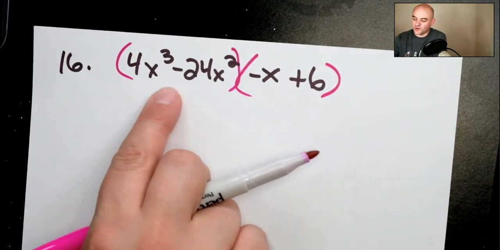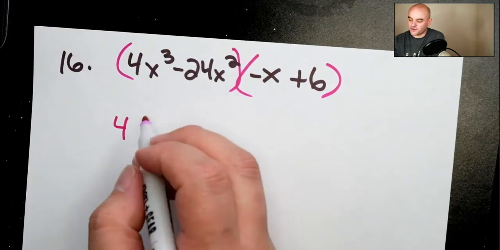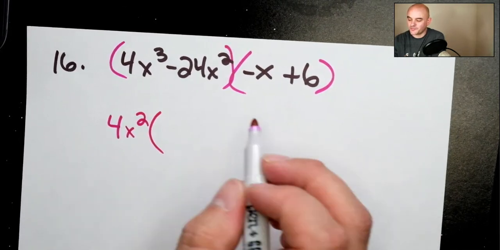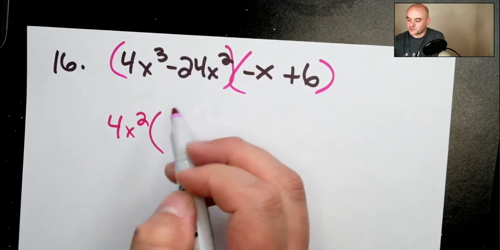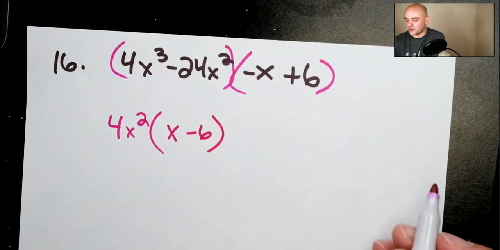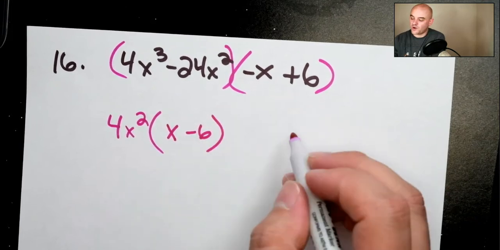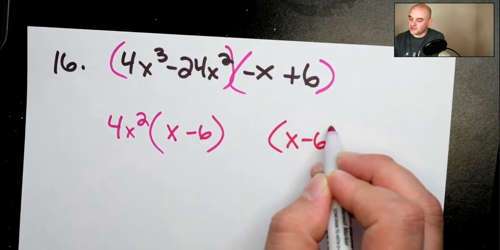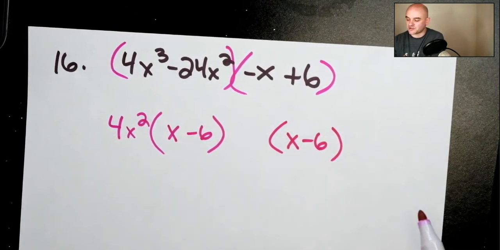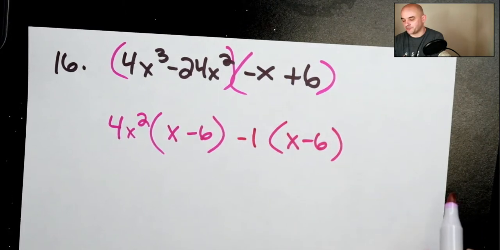I'm going to factor out what is in common right here, which is a 4 with the numbers, and then with the variables is an x squared. Dividing each one of these terms by 4x squared gives me an x, and then minus 6 right there. Over here, when I factor out something, I want what's in the parentheses left over to be x minus 6, so they match up. And so I need to factor out a -1 to make that happen.